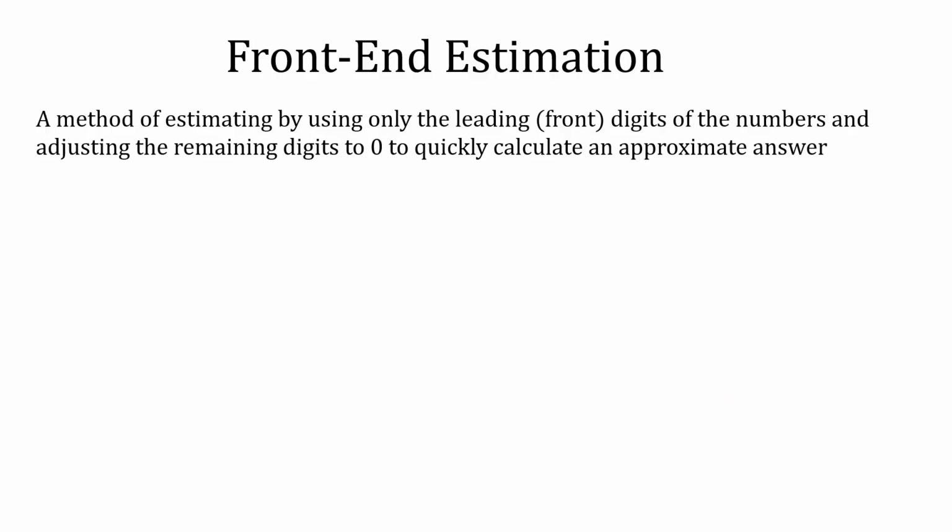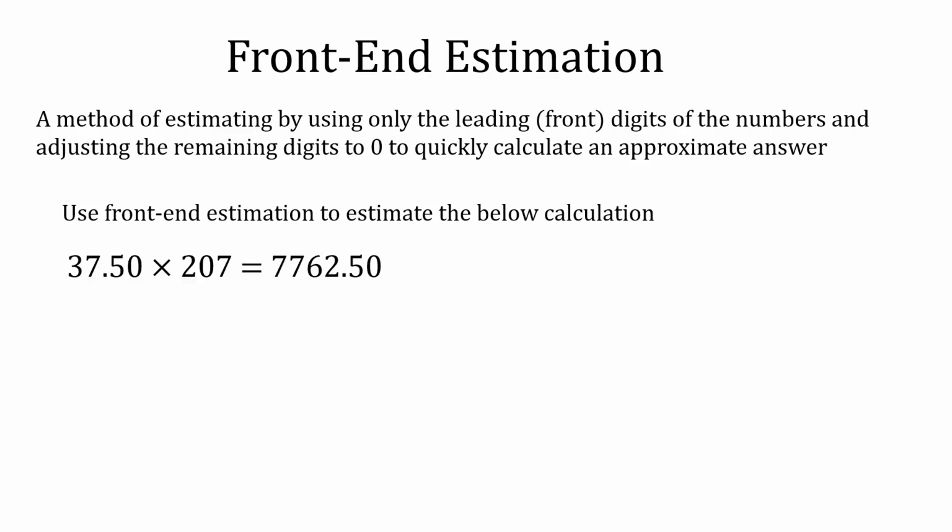Front end estimation is a method of adjusting by using only the leading front digits of the numbers and adjusting the remaining digits to zero to quickly calculate an approximate answer. So for example, if I were to use front end estimation to estimate the calculation below, here's what I would do. This here is the actual calculation, and that's the actual answer. If I use front end estimation, I simply keep the first values the same, 3 and then a 2, and I make everything else 0. So I simply have 30 times 200, because I just kept the values the same for the front leading digits.